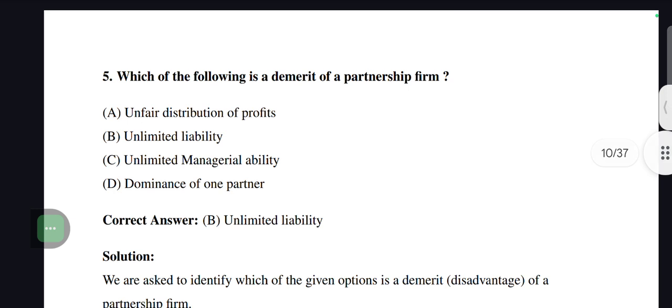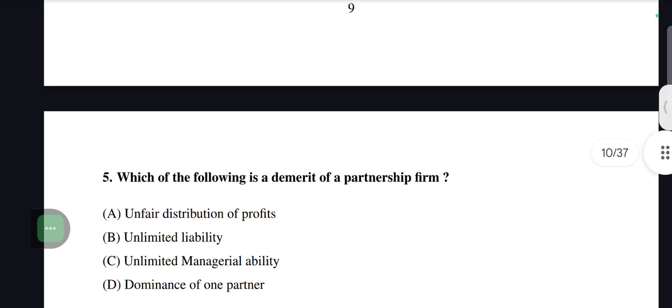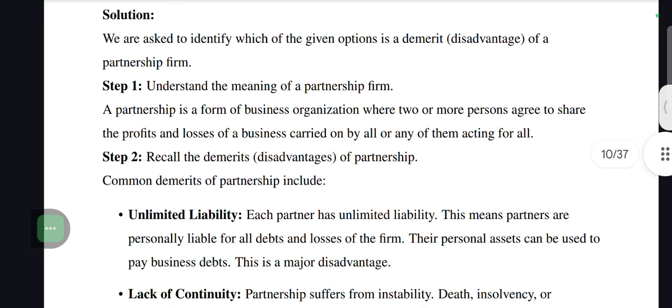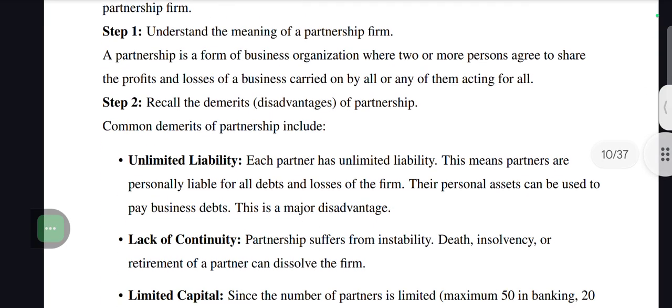Next comes question number 5. Which of the following is a demerit of a partnership firm? Unfair distribution of profit, unlimited liability, unlimited managerial ability, dominance of one partner. So let us see the solution now. First, what does partnership firm mean? We form an organization where two or more people agree to share the profit or loss of the business they are doing. Whether it may be profit they get from the business or whether it may be loss, they agree. This is the definition of partnership firm.